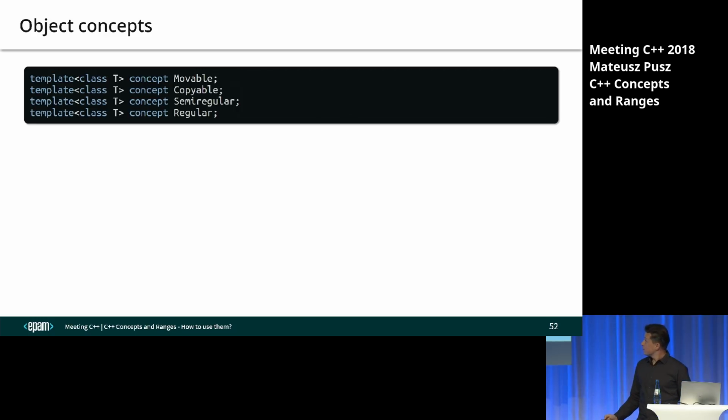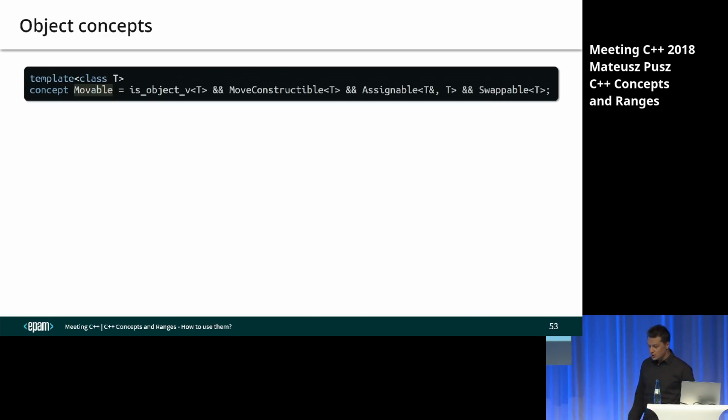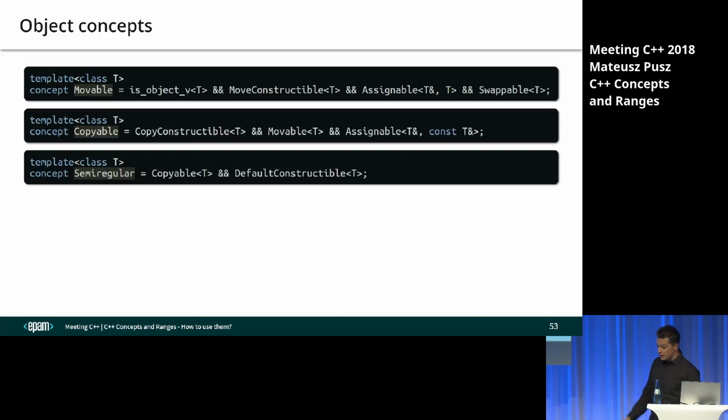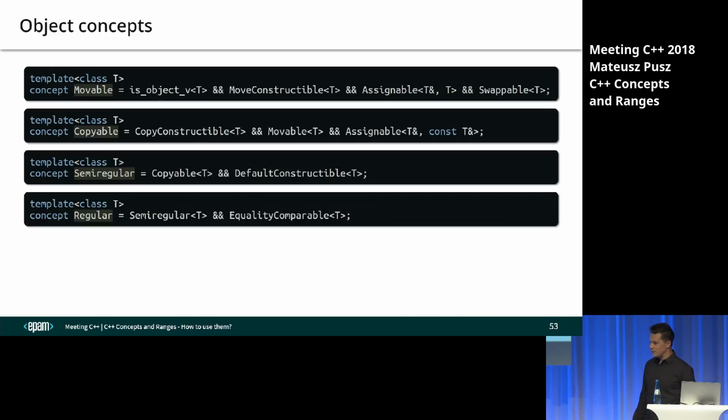We also have concepts for objects. An object is movable if T is an object, if it's move constructable, assignable, and swappable. It's copyable if it's copy constructable, movable, and assignable. It's semi-regular when it's copyable and default constructable. And as we heard yesterday from Victor, regular types are really important. We have a concept for them. A regular type is a semi-regular type and an equality comparable type, so we have equal and not equal provided for them.